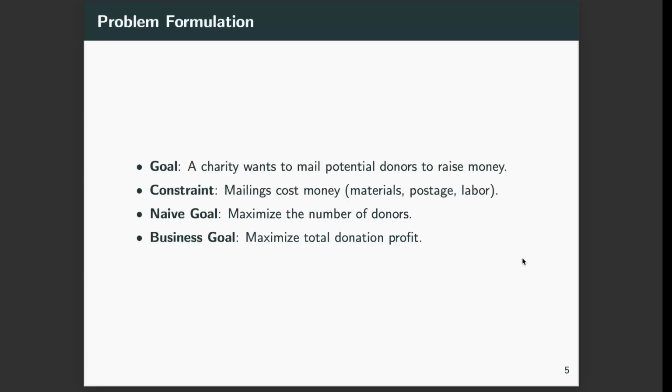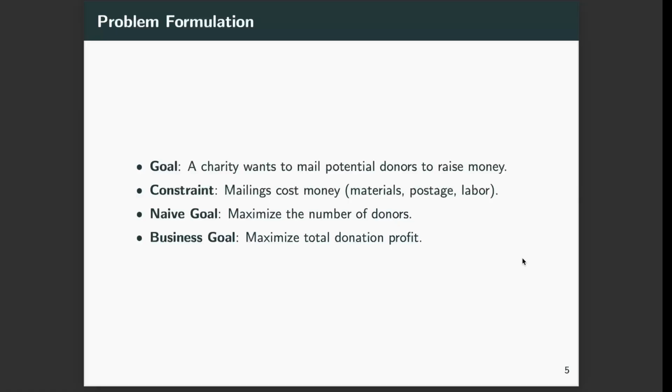They are spending money C in the hope of receiving a donation in return. Now, what is the naive approach to this problem? The naive goal would be to maximize the number of donors. In other words, send the letter to everyone who has a high probability of donating. If someone seems likely to give, send them a letter. That sounds reasonable on the surface. But let me show you why it is wrong.